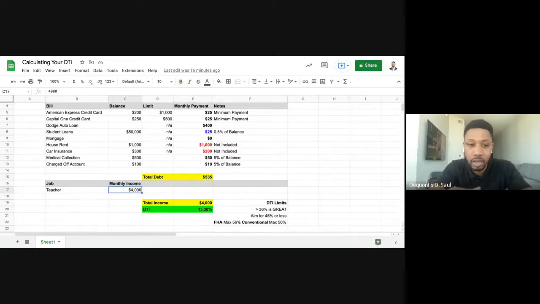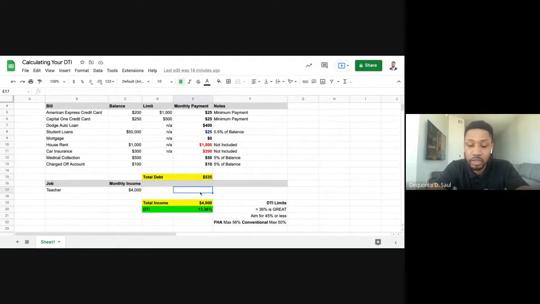She makes $1,000 a week being a teacher. So $4,000 monthly income. So we got total income here of $4,000 and all of these bills, excluding the rent and car insurance and anything else that's not getting reported on your credit report, does not get included, we got $535.